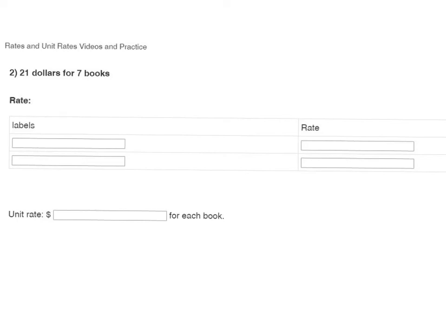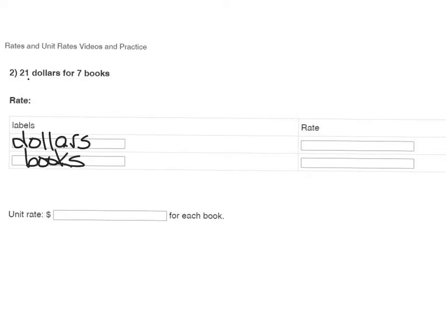So number 2 reads $21 for 7 books. So the labels, again, you're going to look at the labels and think about where you want to look for 1 book or $1. So in this case, cost will be on the top. So we're going to go ahead and put dollars on the top. And I'm going to put books on the bottom.